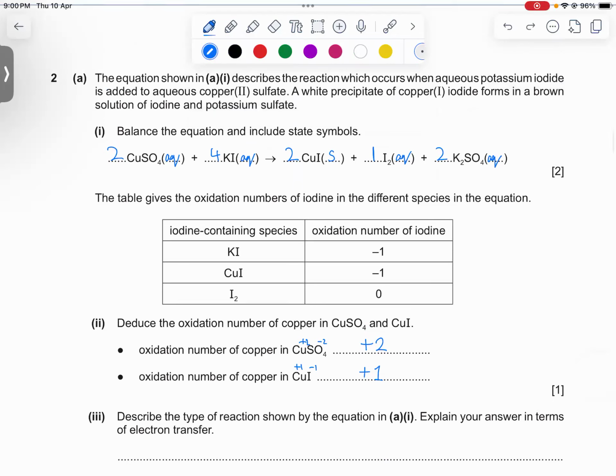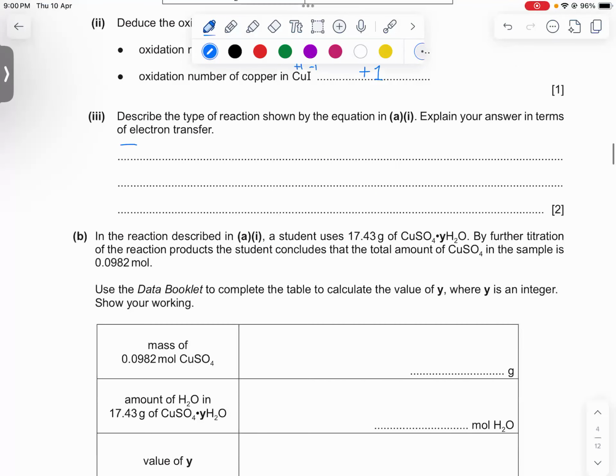So what has oxidized then? Iodide over here is -1. It's still -1, but in iodine, iodine is 0. So this is oxidation, increase of oxidation state, right? And then this is reduction. How do I know? Because copper has gone from +2 to +1, right? So the above reaction is a redox reaction.